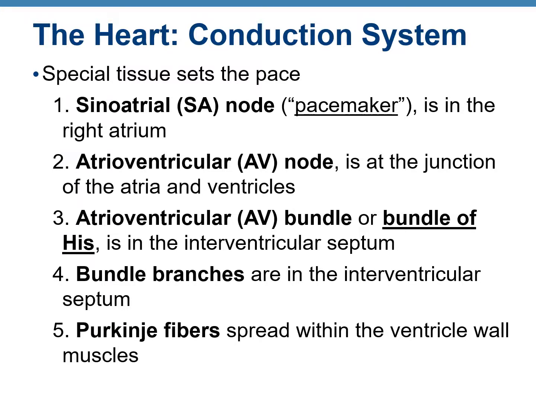After the AV node, the signal moves to the next destination, which is the atrioventricular bundle, AV bundle. It's also more commonly known as the bundle of His. This is present in the interventricular septum.